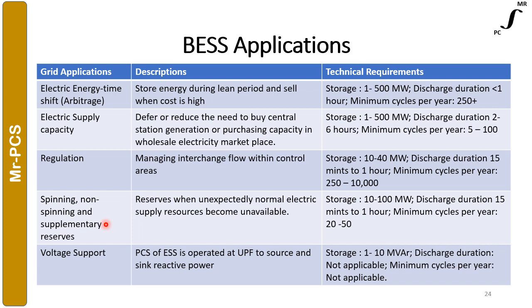Battery storage acts as a reserve under sudden interruption in power supply. Generally, such storage is up to 100 megawatt with discharge duration from 15 minutes to 1 hour and minimum cycles up to 50 per year. Power conversion system of energy storage is operated at unity power factor to maintain the grid reactance. Such storage capacity could be 10 MVAR.